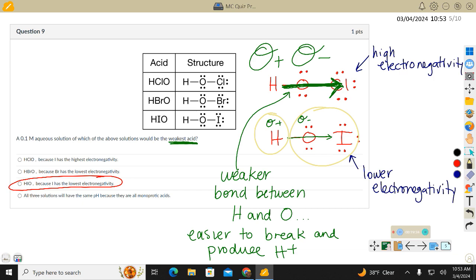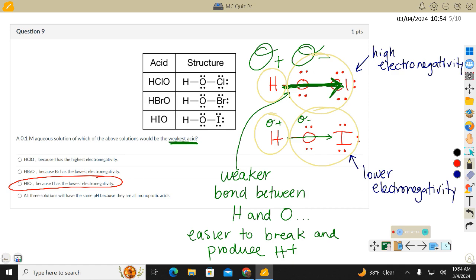If the goal was to help remove electrons from hydrogen, iodine's electronegativity is pretty small. Whereas here we've got a tug of war with hydrogen and two highly electronegative elements, so we're really going to pull away the electrons from hydrogen. If that makes the bond weaker between the hydrogen and oxygen, then it's easier to remove the hydrogen, and that actually makes it a stronger acid. So the weaker acid here is the one that's going to have a stronger bond between the hydrogen and oxygen.